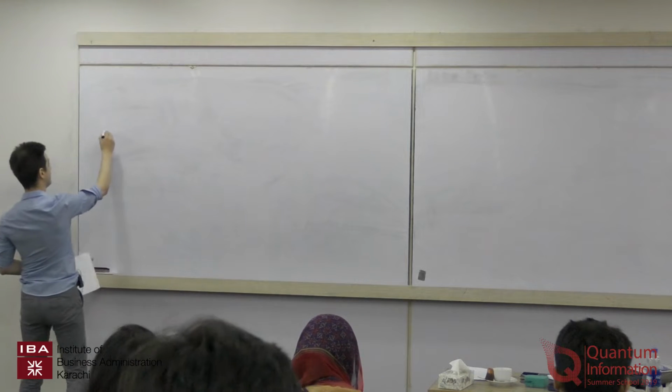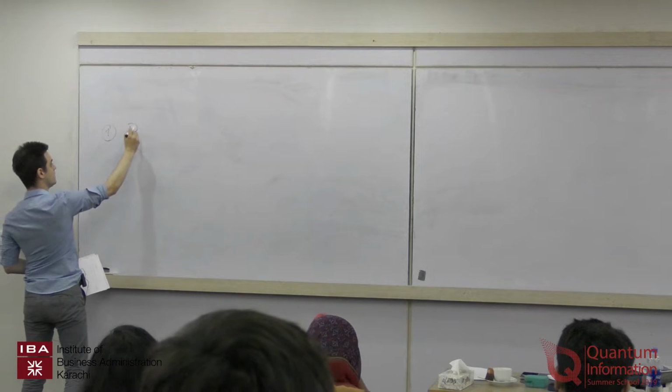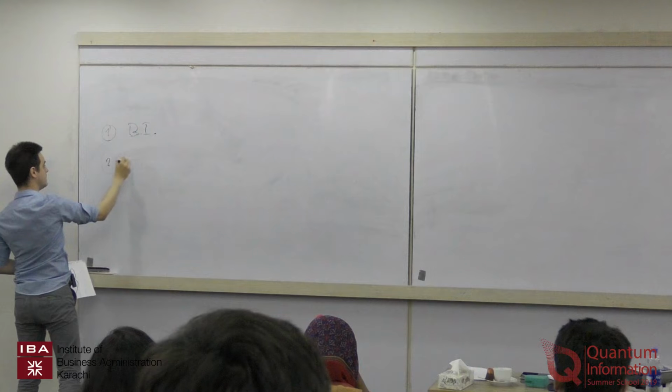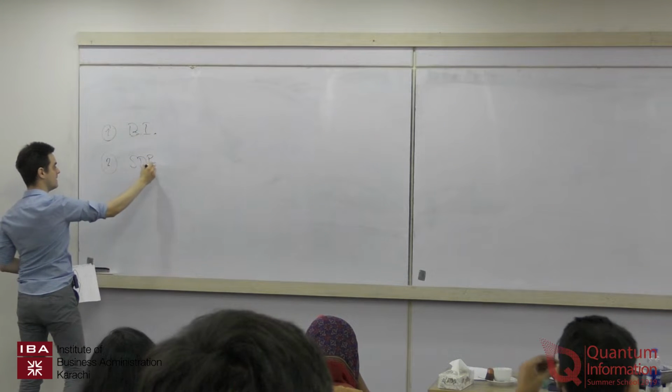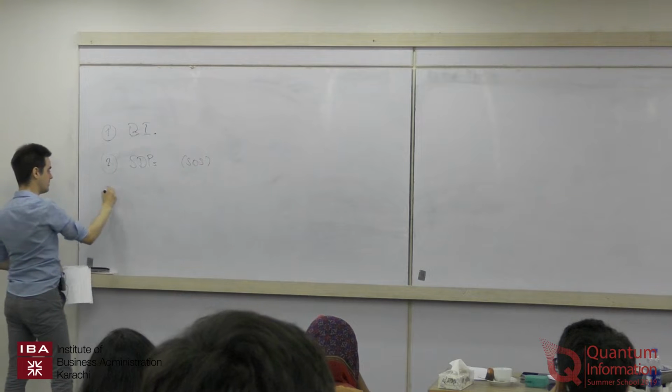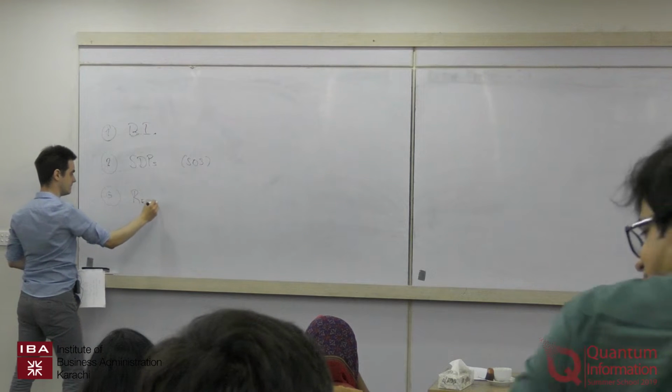So the 3 topics. The first one is device independence. The second one is the use of SDPs, and in particular sum of square proofs. And the third topic is going to be representation theory.